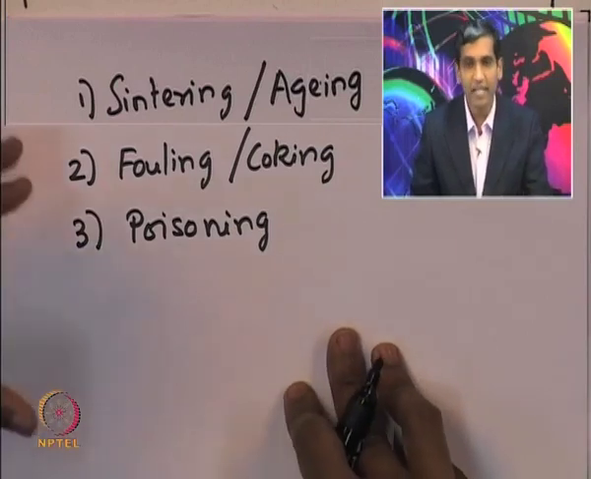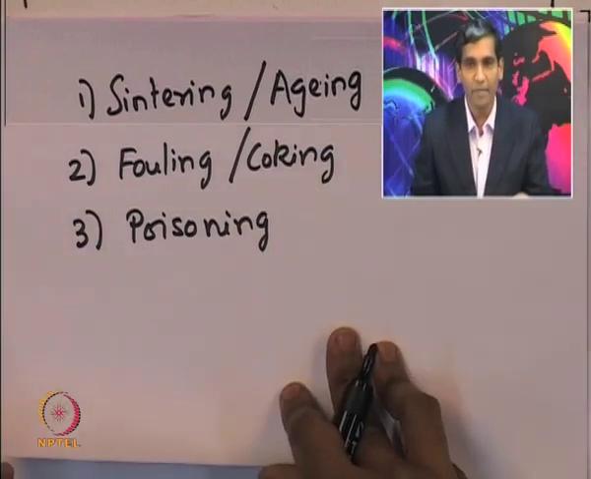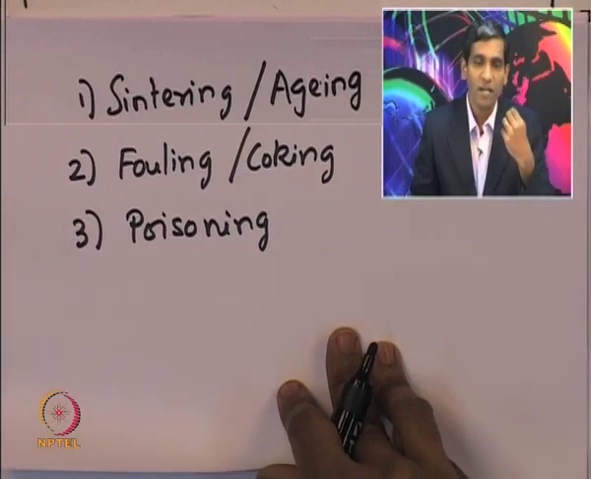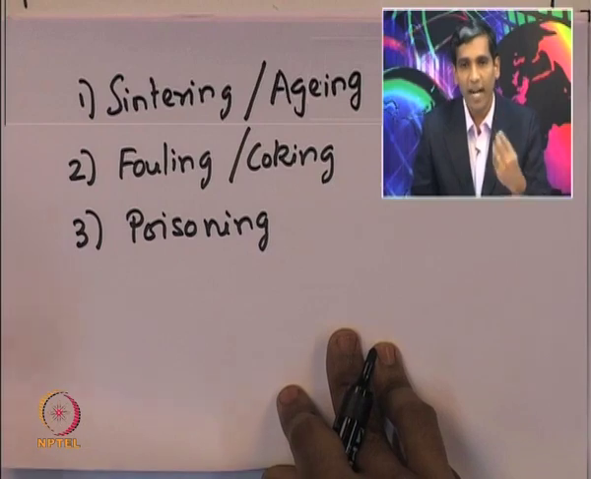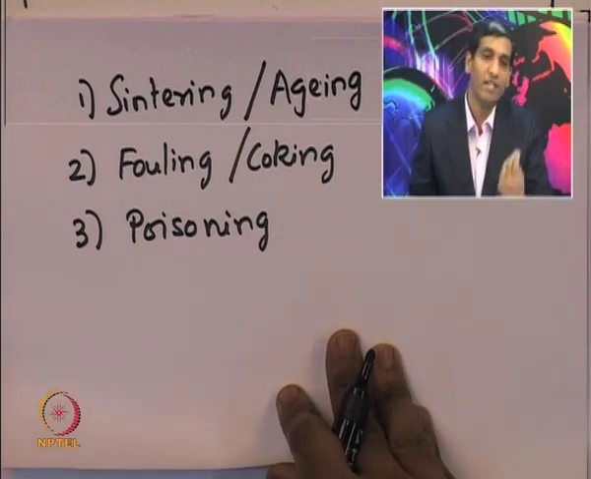So, we will see in detail what these three different types are and how to characterize the mechanisms associated with each of these deactivation processes, and how to find the rate law for each of them. So, let us take the first one, which is the sintering process, the sintering method of deactivation.